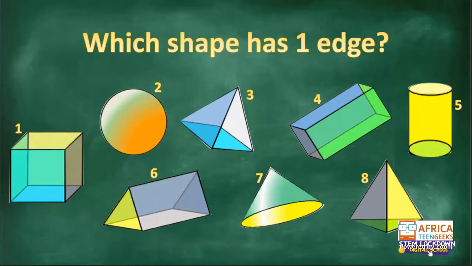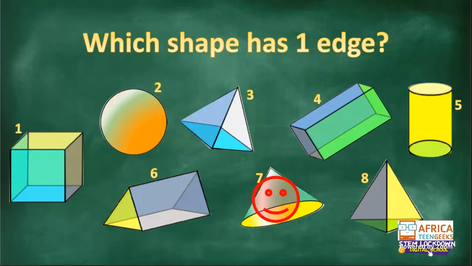Which shape has 1 edge? 2 points, but 1 answer. 1 edge, guys, 1 edge. Regile, I don't know if I'm pronouncing it right, but you are the first one to say number 7. So you get 2 points. Well done.